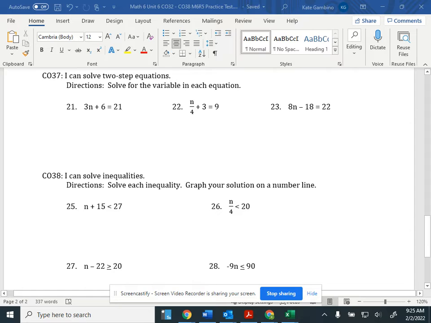So looking at 21, with what I said about doing constants first, what math am I going to do, Nolan? Subtraction, because it's the constant. What am I going to subtract? Oh, 3. It's 3 or 6. 3. No, 6.